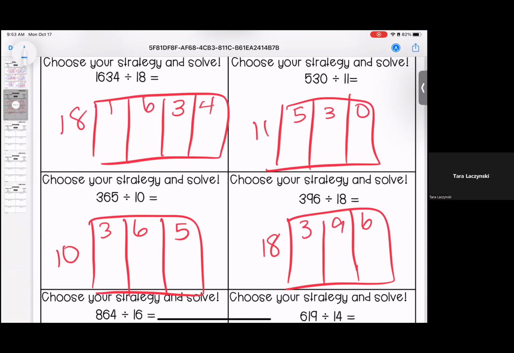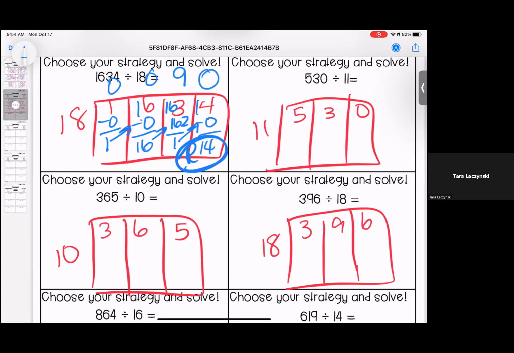So 18 does not go into 1. It does not go into 16. But it does go into 163, and that's going to go in 9 times. When I subtract 162, I'm left with 1. I bring my 1 next door. It does not go into 14. I have to show that by putting a 0 up top. That leaves me with a remainder of 14. 90, remainder 14.